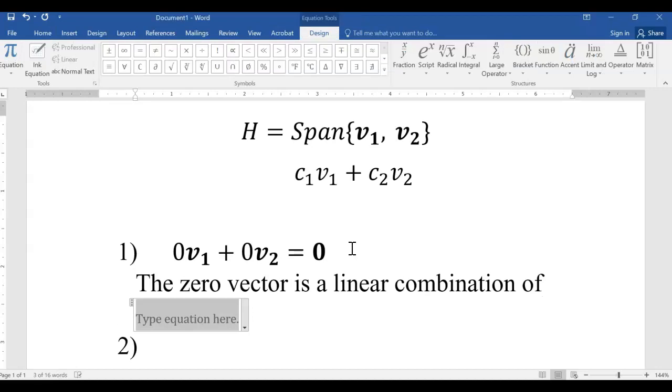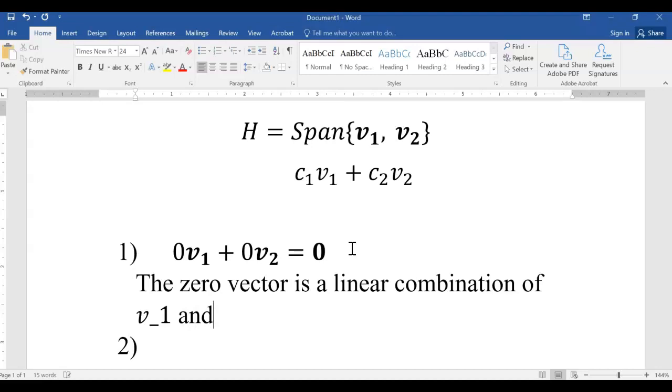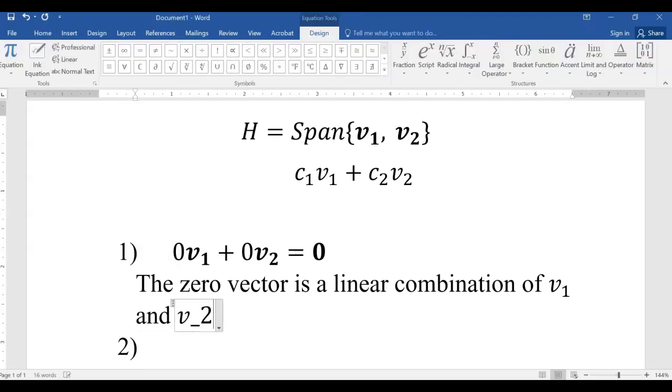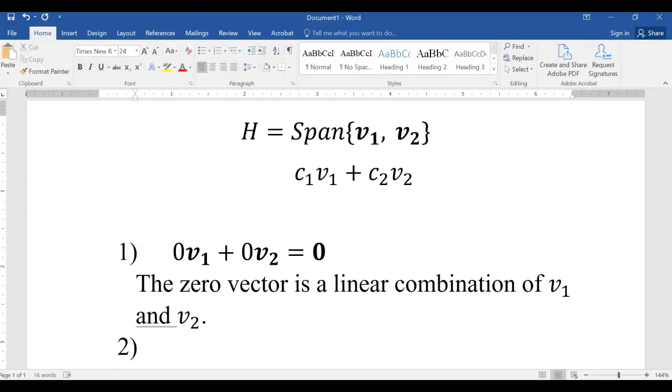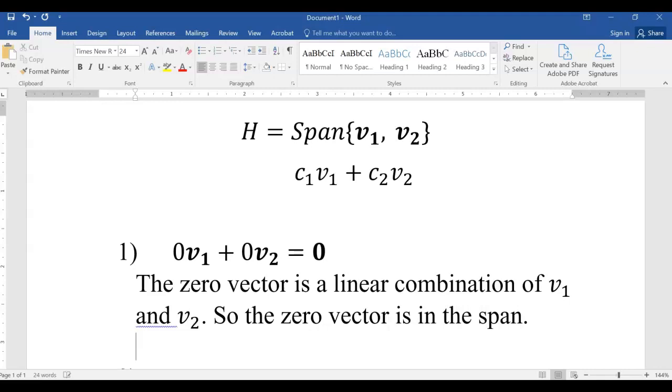Sorry about that. So let me write this down. v1 and v2. And therefore, the 0 vector is in the span. So the 0 vector is a linear combination, and therefore it is in the span.